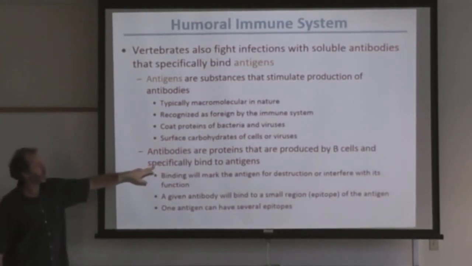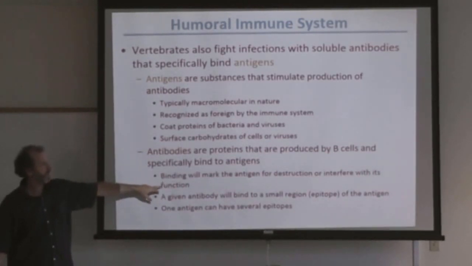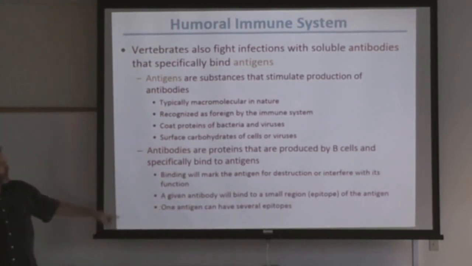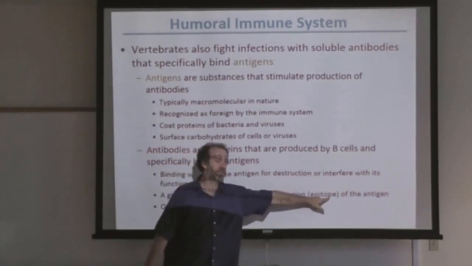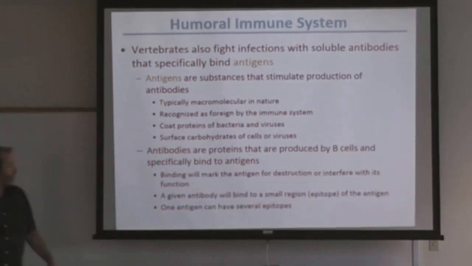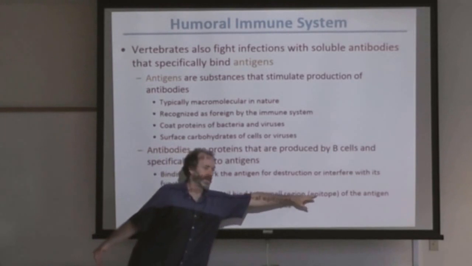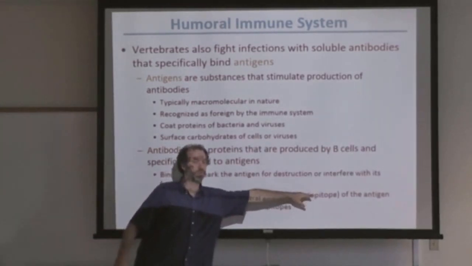Antibodies are proteins produced by B cells that specifically bind to antigens, and the binding will mark the antigen for destruction or interfere with its function. A given antibody will bind to a small region, which is another definition, an epitope. One antigen can have several epitopes. If you have a polyclonal antibody that recognizes one antigen, it will recognize several epitopes, but a monoclonal should only recognize one epitope.